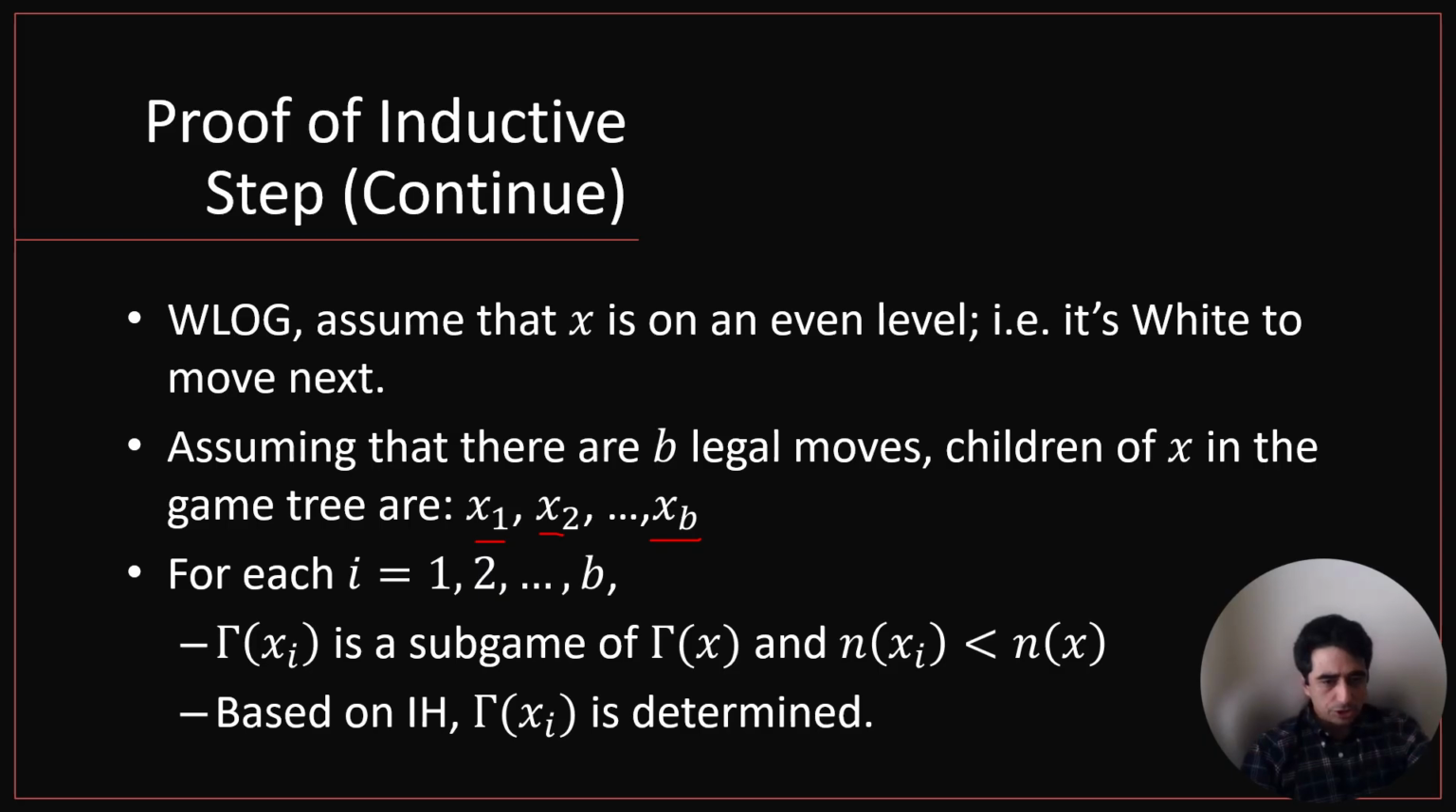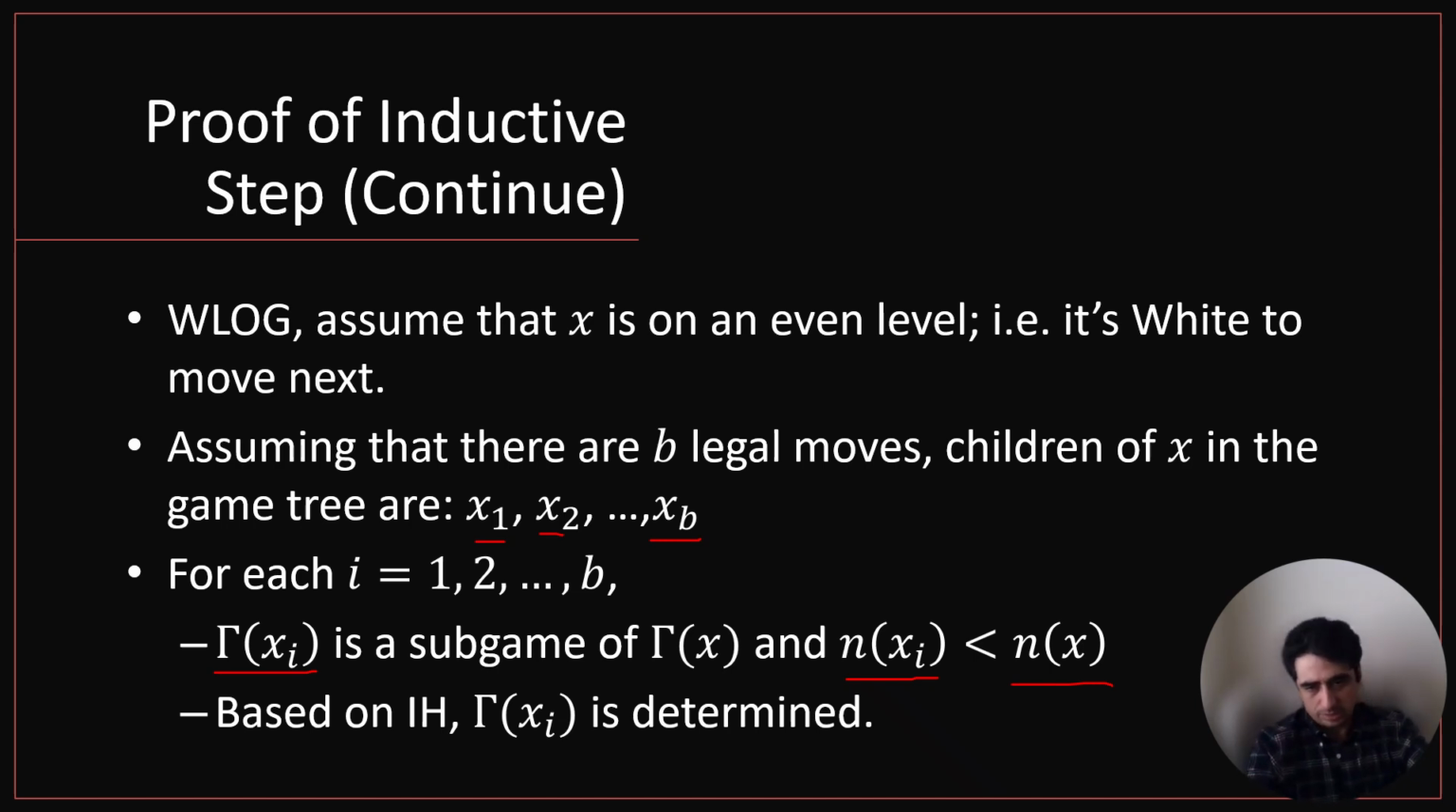Now, for each i from 1 to B, for each of those children of X, the gamma of xi, that means the subgame of xi, will have a smaller number of vertices compared to X. Why? Because the subtree for X contains everything that comes below X, all the descendants of X. And for xi, we only focus on one of the subtrees that are connected to X. So obviously, the number of nodes in the xi subtree would be less than the number of nodes in X.